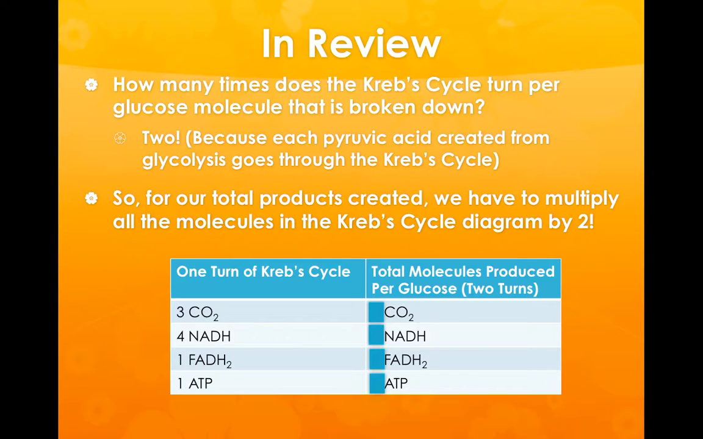So if we have 3 CO2 coming in from one turn of the Krebs cycle from the breakdown of 1 pyruvic acid, per glucose we're actually releasing 6 CO2 from the Krebs cycle. 4 NADH actually produces 8 NADH because we have to turn the Krebs cycle twice per glucose molecule. 2 FADH2 are going to be produced, and overall 2 ATP are produced. And you probably remember from the picture I showed you at the beginning of the overview of cellular respiration, and also from the overview slide, that in total the Krebs cycle produces 2 ATP. And that is because, again, the Krebs cycle must turn twice because each pyruvic acid coming from glycolysis will go through the process of the Krebs cycle.